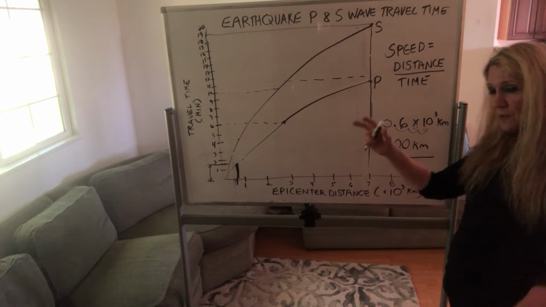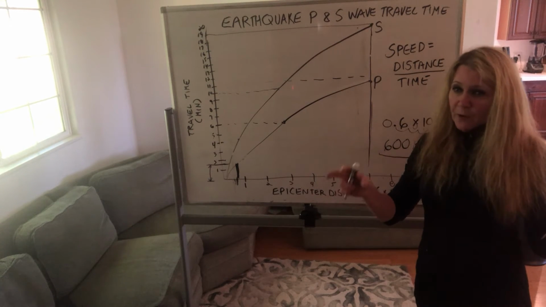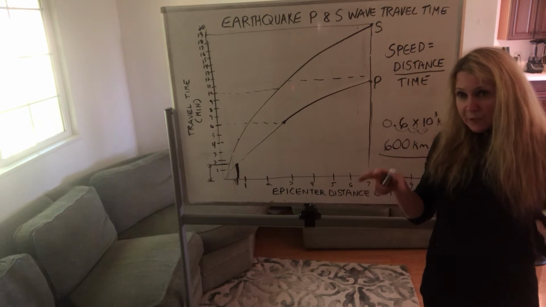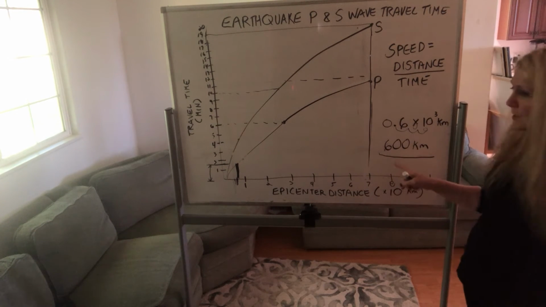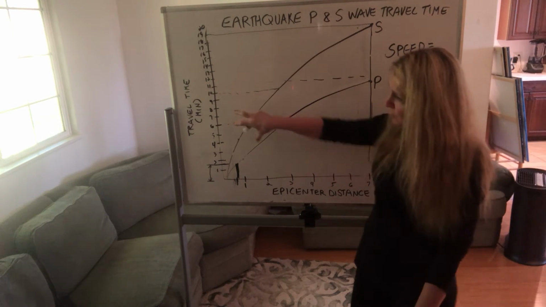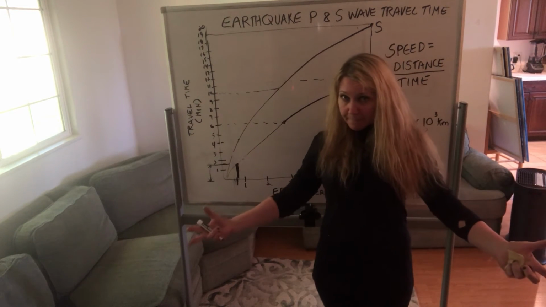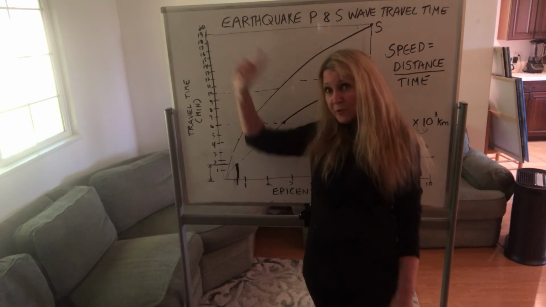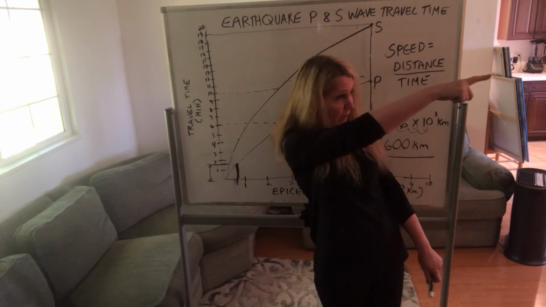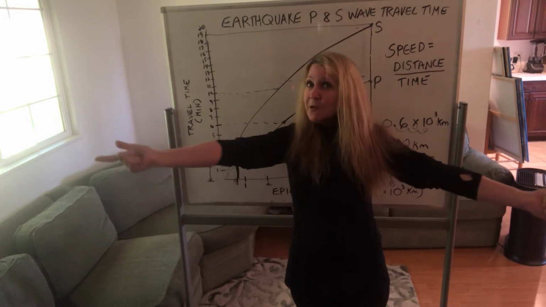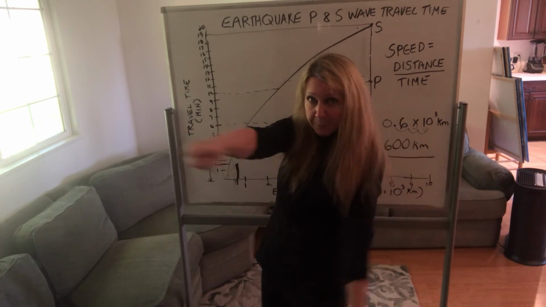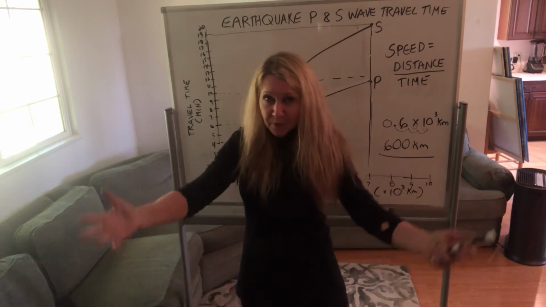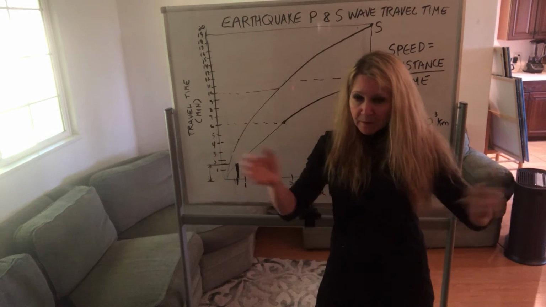And I would use then the triangulation method to figure out where the earthquake is actually located. Because this just tells me the earthquake is 600 kilometers away. But I don't know if it's over here, I don't know if it's there. I don't know where it is. I can know it's 600 kilometers, but it could be anywhere. So we have to use triangulation to narrow it down.